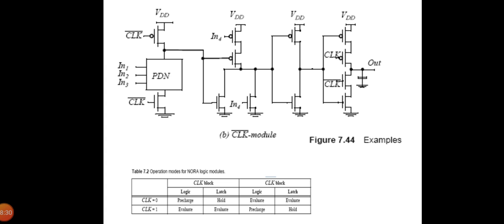A NORA data path consists of a chain of alternating clock and clock bar modules. While one class of modules is pre-charging with its output latch in hold mode, preserving the previous output value, the other class is evaluating. Data is passed in a pipeline fashion from module to module. NORA offers designers a wide range of design choices, and dynamic and static logic can be mixed freely, and both clock N and clock P dynamic blocks can be used in cascaded or in pipeline form.